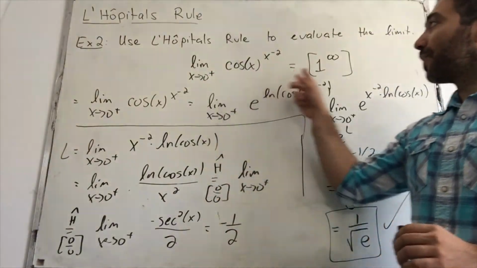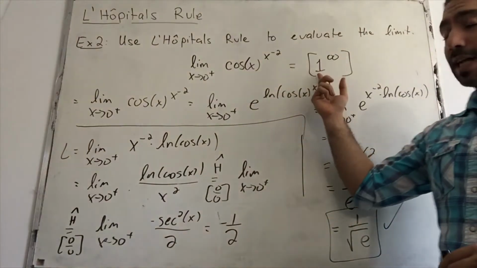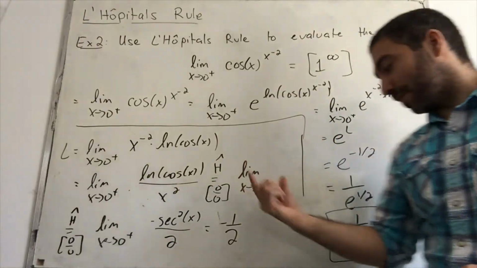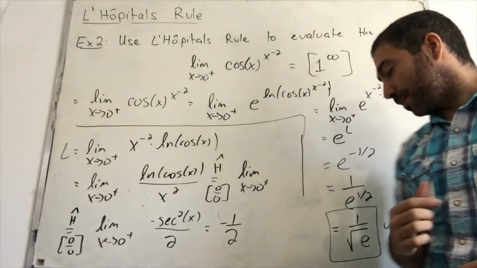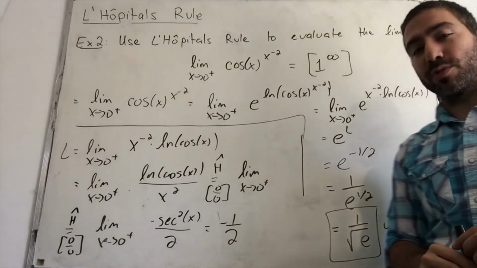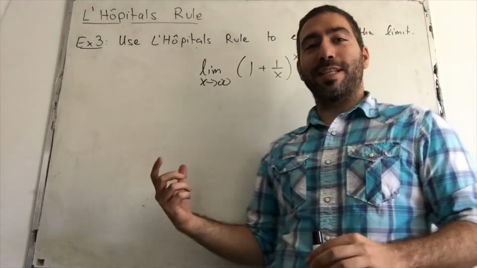So notice that if you have 1 to the infinity, so 1 times 1 times 1, infinite times, it doesn't actually just stay at 1. When we're talking about limits, it might converge to an actual value, which is not 1, okay? So be very careful. In this case here, we get 1 over square root of e, and that's the final answer. Let's keep practicing. So the following example is very nice.